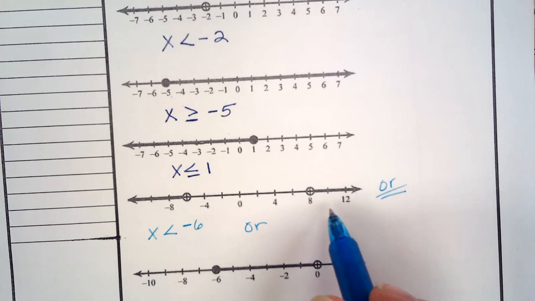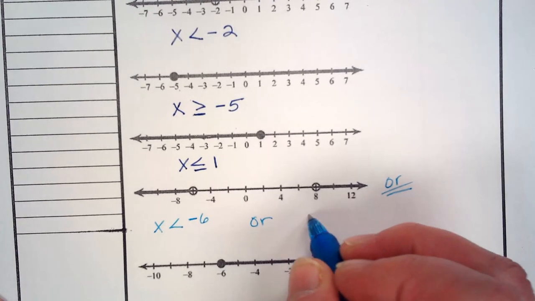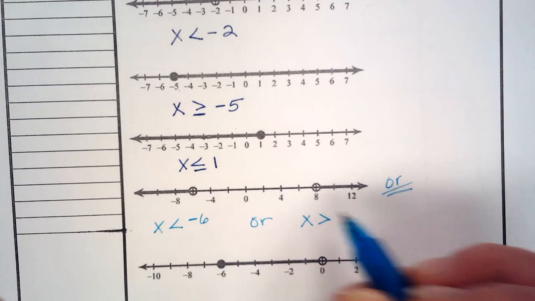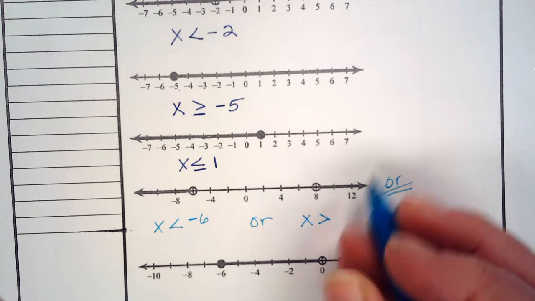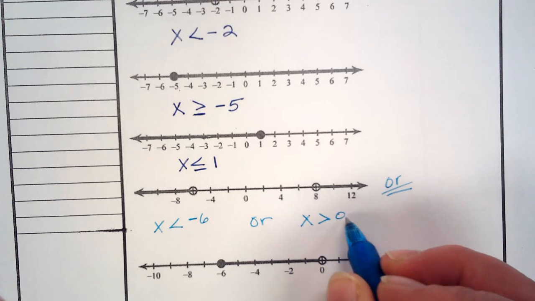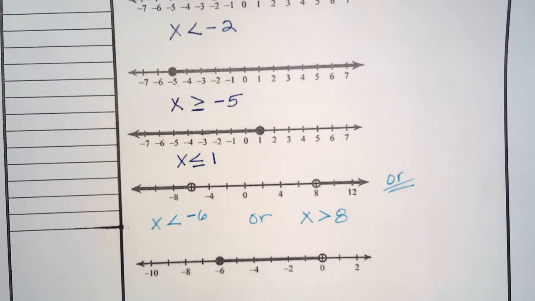Okay, this time it is going in the positive direction. That means it is greater than. Is it also equal to? Is that a filled in or open circle? Well, it's open, so it's not equal to, and the number is 8. So if you've got the shading on the outside, it becomes an or statement.